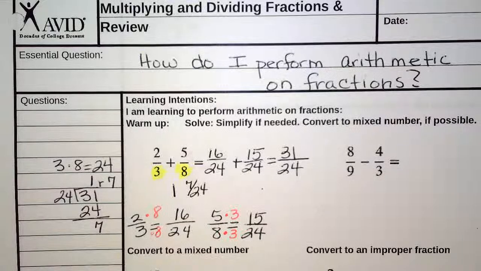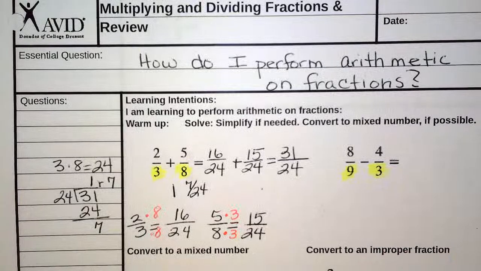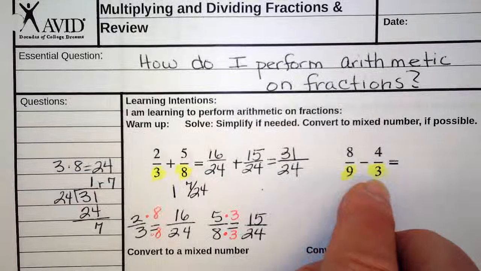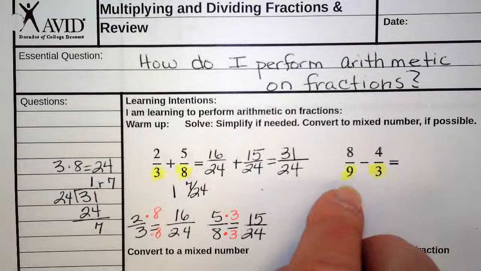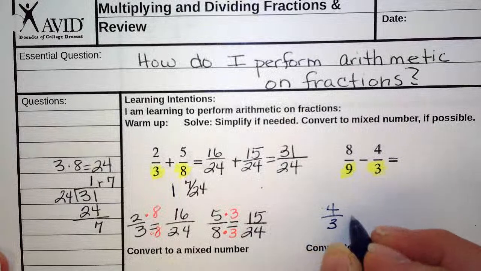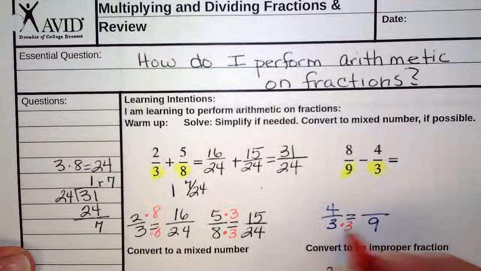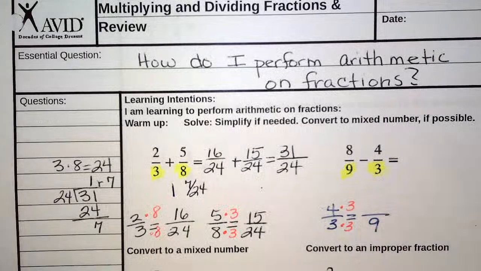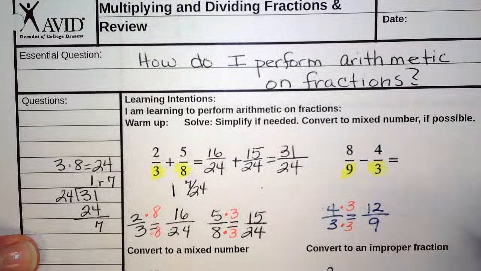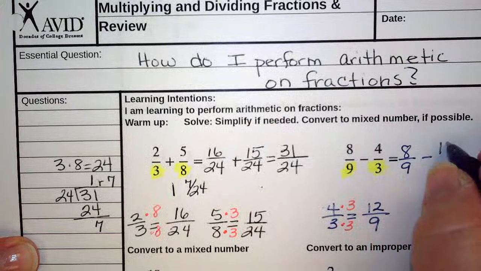On the next one, we still do not have those common denominators. I've got a 9 and I've got a 3. But this time we know that we only need to convert one of them. 9 divided by 3 is 3. So 3 is a factor of 9. 4 over 3 is equal to what over 9? Well, 3 times 3 is 9. 4 times 3 is 12. 8 over 9 minus 12 over 9.